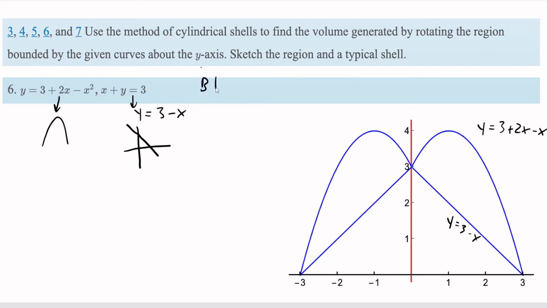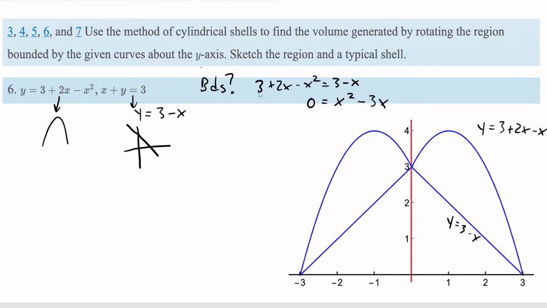Okay, what about the bounds? Well, how do we figure out the bounds? Remember, we just have to set these equal to each other. So that's 3 plus 2x minus x squared equals 3 minus x. So I'll move everything to the right-hand side, just because I like a positive x squared. So 0 will equal x squared minus 3x.